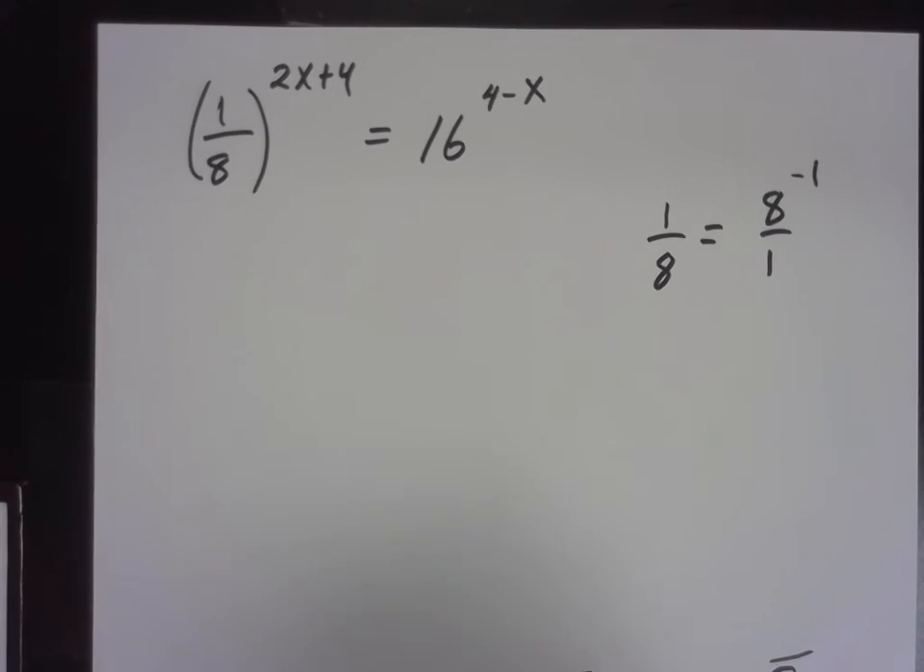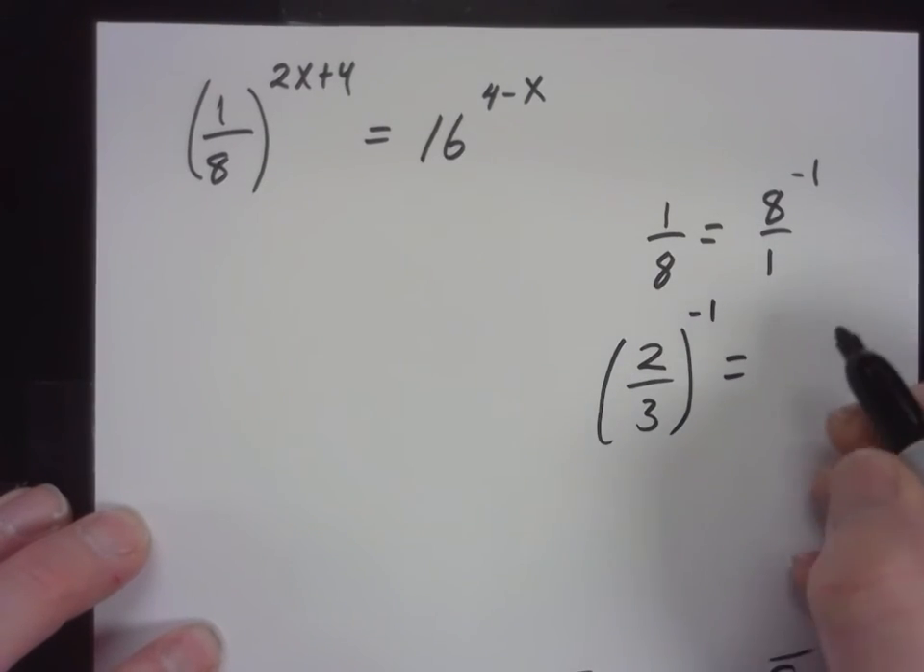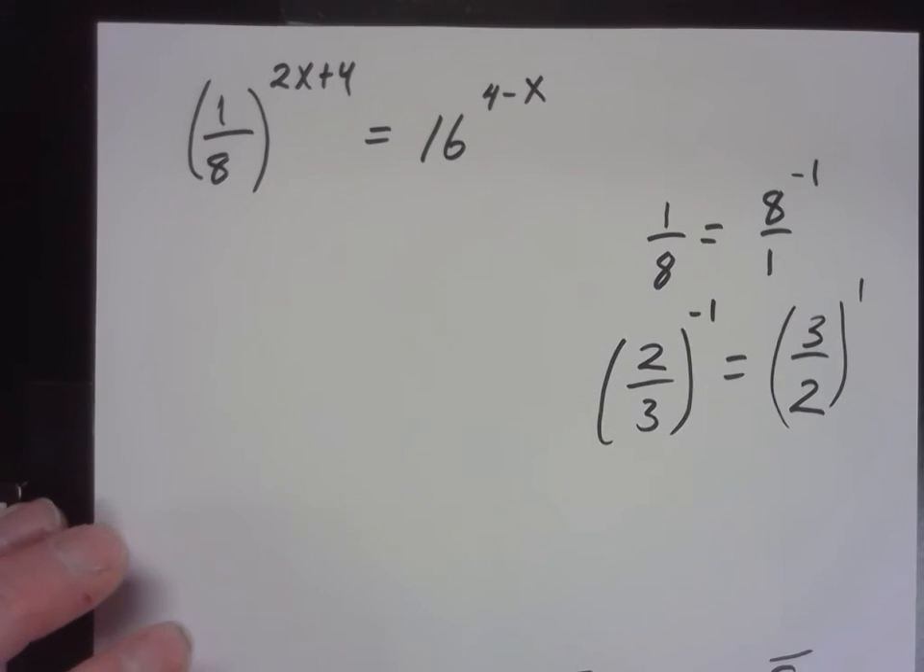So I'm just going to throw this out there. 2/3 to the -1 is 3 over 2 to the... It's kind of the reciprocal, isn't it? Isn't raising something to the -1 power doing the reciprocal?